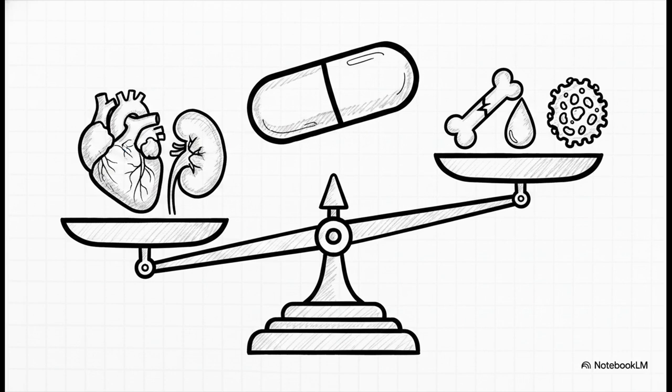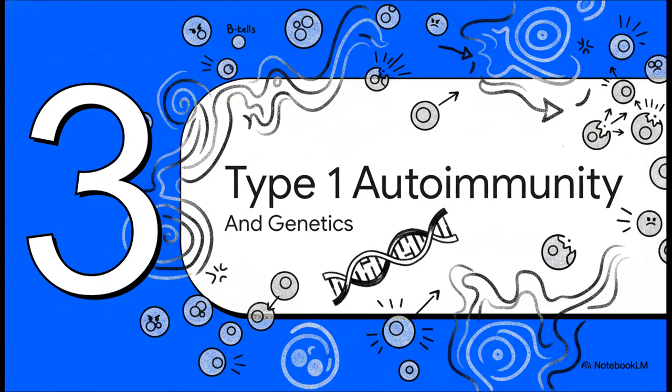Now, as for pioglitazone, it's highlighted for stroke and cardiovascular reduction via PPAR gamma pathways. But in practice, we have to carefully weigh this against its known risks, right? Like bladder cancer, osteoporotic fractures, and fluid retention. All right, shifting gears to Section 3, Type 1 Autoimmunity and Genetics.